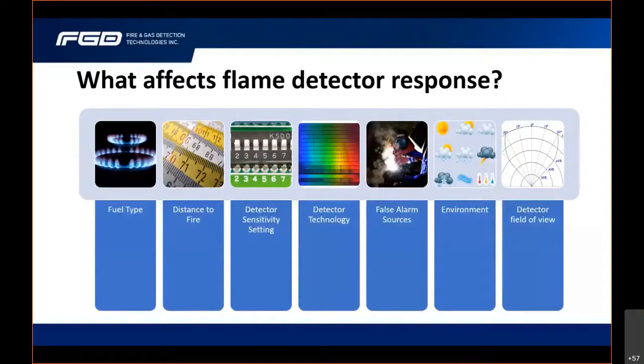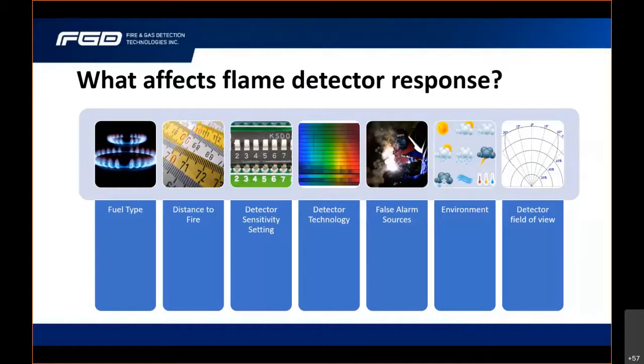So what actually affects detector response? Here we have quite a broad list. We've already touched on the fuel that we will look for. We will then look at the detection distance of the fire from the source. We can also look at the size of the fire, and think about detector sensitivities. We will look at the detection technologies, the false alarm sources and the inhibitors, and then the environment, how that can have an impact on the detector as well.